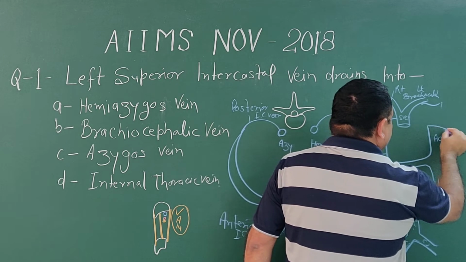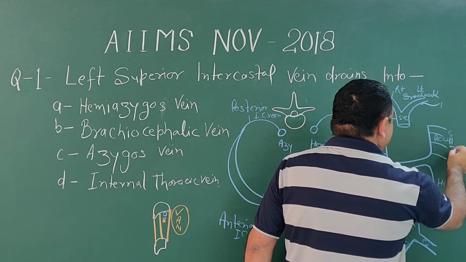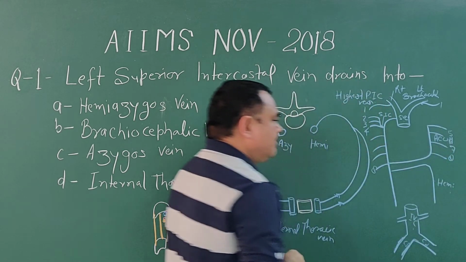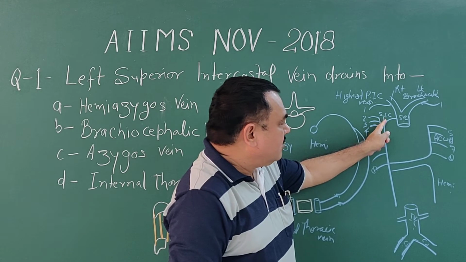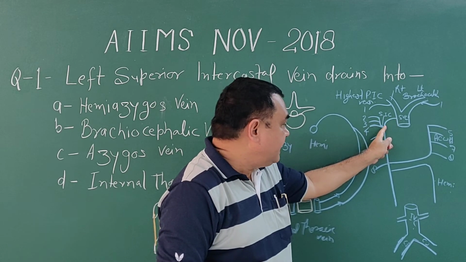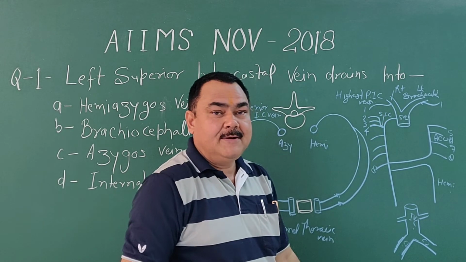Here is fifth, sixth, seventh, eighth posterior intercostal vein. On the right side, the superior intercostal vein drains into the azygous vein, and the azygous vein drains into the superior vena cava.